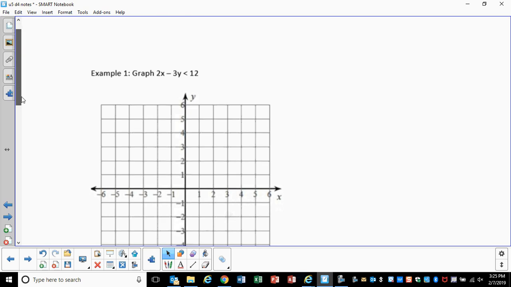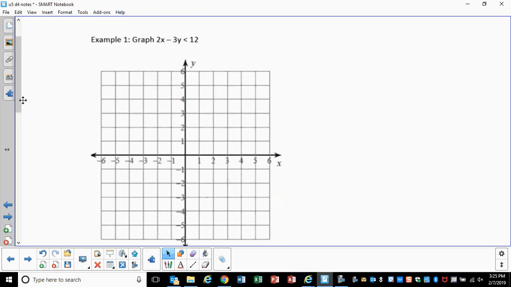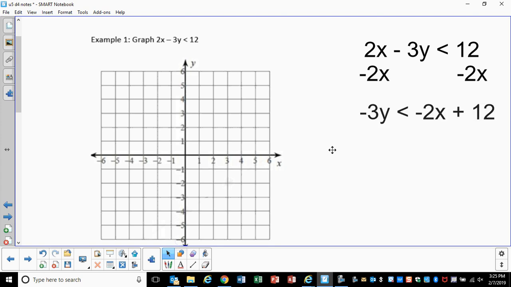Example 1. So we're going to graph 2x minus 3y is less than 12. All right, so the very first thing we need to do is get this so it's y by itself. Okay? So I rewrote it over here. First thing I'm going to do is get rid of this x by subtracting 2x from both sides. So now I have negative 3y is less than negative 2x plus 12. So now I'm going to divide everything by negative 3.